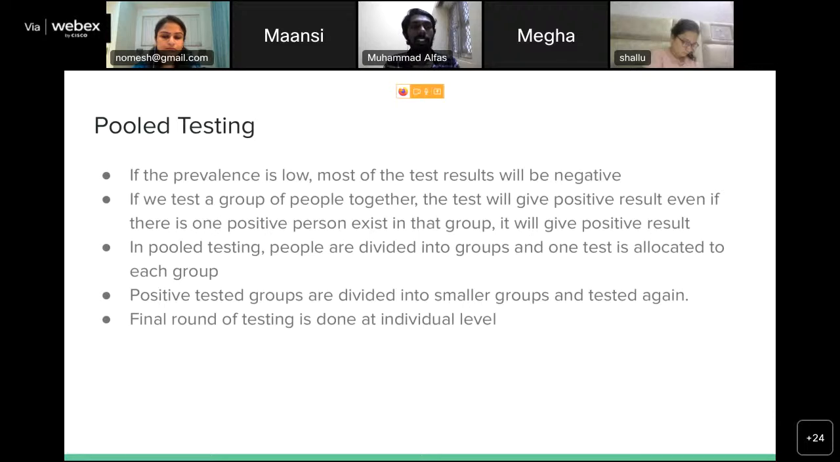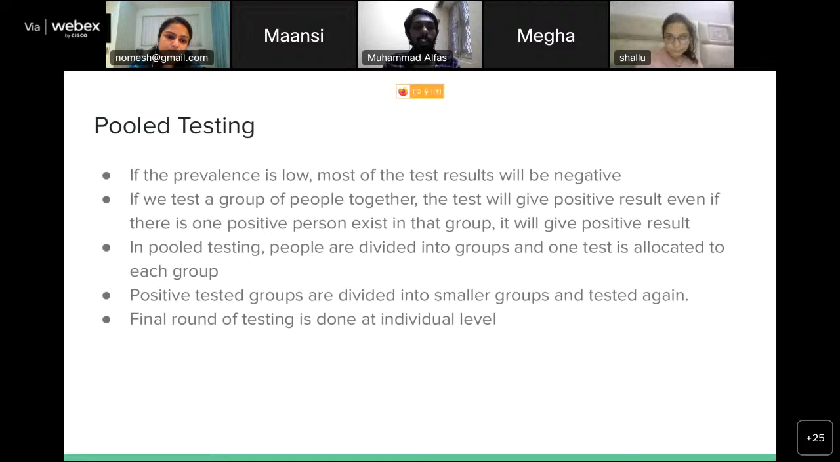So in this case, if we test a group of people together, in pooled testing, the test result will be positive even if there is only one infected person in that group. For COVID-19, it is found that we can go up to 100 persons in a group, and in a sample of 100 people, if at least one person is infected, the sample result will turn positive.